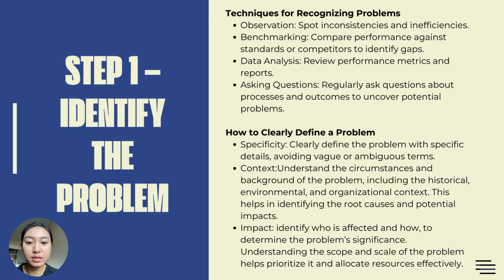Techniques for recognizing problems. First, observation: paying close attention to processes and outcomes to spot inconsistencies, inefficiencies, and unusual patterns. This involves being vigilant and curious about the environment and tasks. Second, feedback: actively seeking and gathering input from stakeholders, colleagues, or customers to identify issues. This can be done through surveys, interviews, suggestion boxes, or informal conversations.